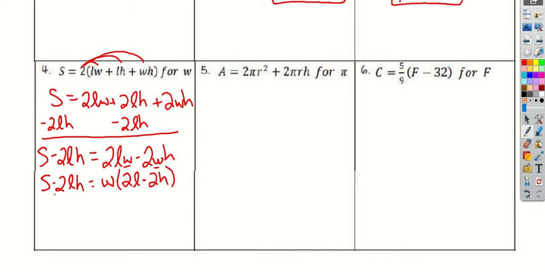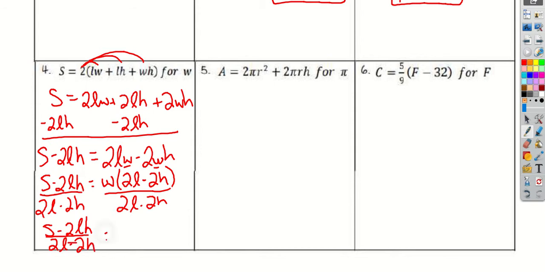I can't subtract the 2l and 2h. They're not like terms, so I need to divide by that quantity, 2l minus 2h, and then I get left with my answer, which is s minus 2lh over 2 times l minus 2 times h. And that is equal to w. So that is your answer.